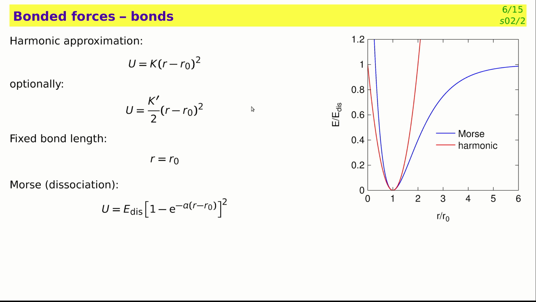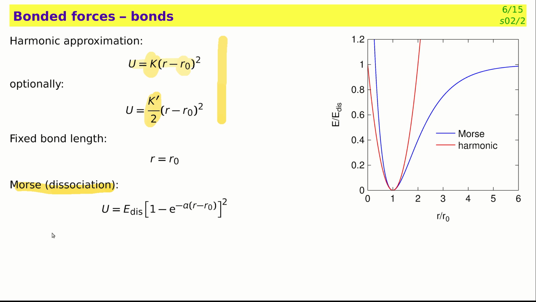Bonded forces are quite important, and the most often used approximation is just a harmonic potential. I guess you know about the harmonic potential from physics. It's just the square of the distance from the equilibrium distance times a certain constant. There are two options for how to write this constant, but it's not important. This is one approximation which is possible. If we need dissociation, we'll use the Morse potential.